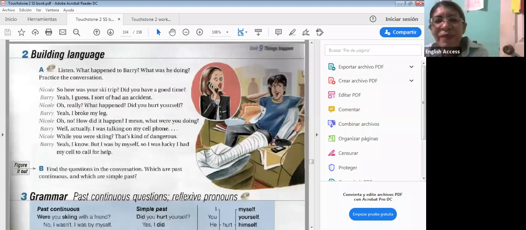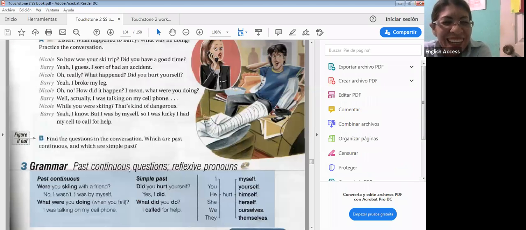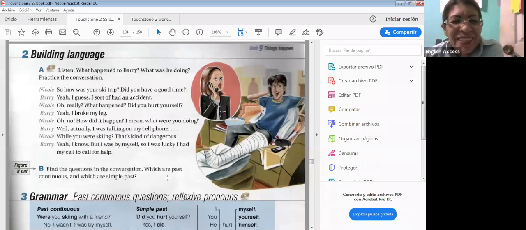Damaris, what are you doing? Okay, let's see. Well, part B says, find the questions in the conversation, which are past continuous and which are simple past. Okay, now tell me, again, pay attention to your conversation and tell me which questions do we have in past continuous?